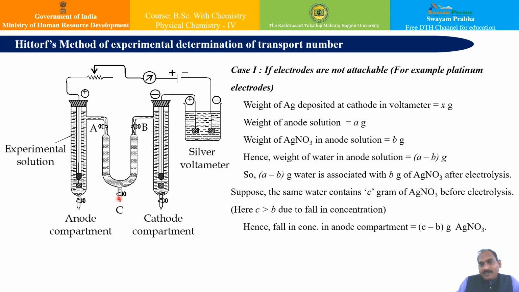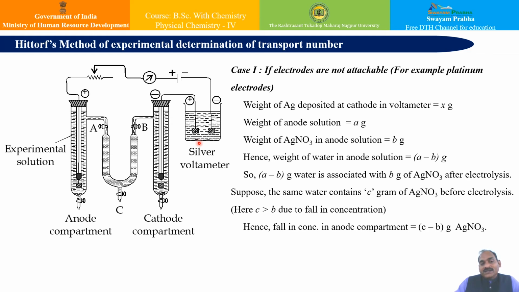Now, to determine the amount of total electricity, a silver voltmeter or copper voltmeter, which is also known as a coulometer, is used. You can see this particular part is known as the coulometer or silver voltmeter. In this case, silver nitrate solution is used, and therefore a silver voltmeter is taken. If copper sulfate solution had been taken, we would have used a copper coulometer. A standard procedure I would also like to describe, which we can perform in the laboratory.